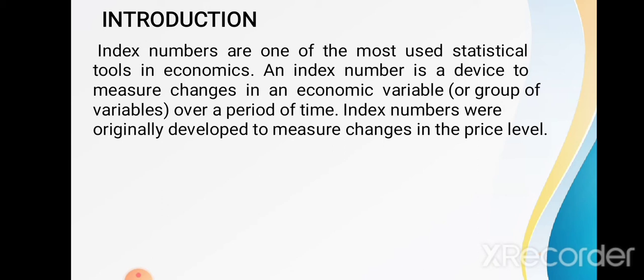Originally the index number was developed to measure the changes in the price level. So what does the index number measure? It measures the changes in the price level. So index number is mostly used to see the changes in the price level in the present context when compared to the future. Suppose you are using the changes in the price level in the year 2019, you can compare with the changes in the price level in the year 2020.